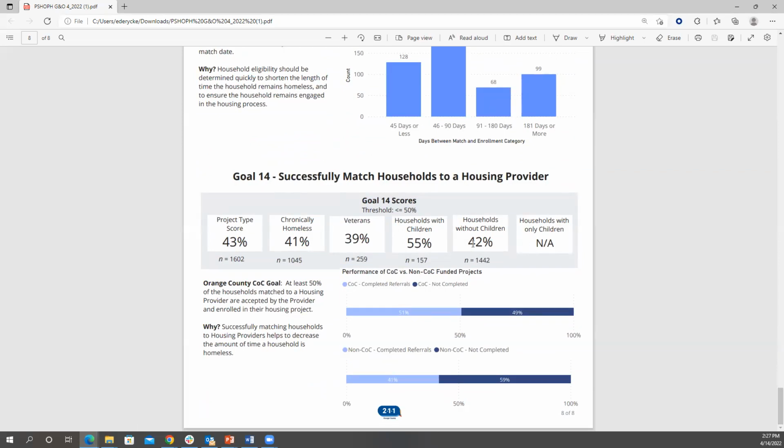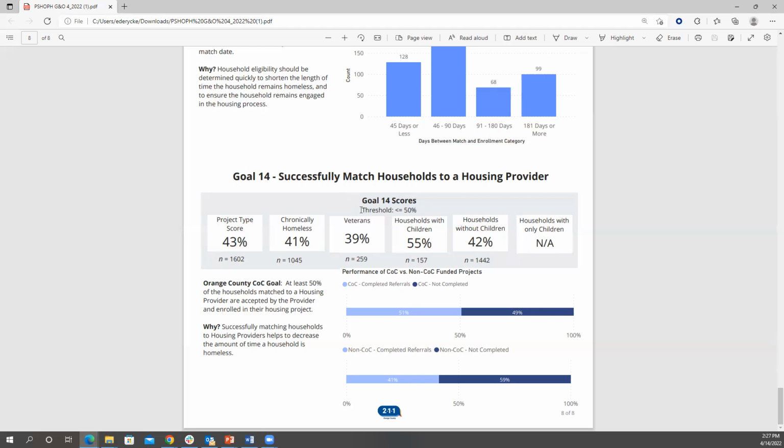The last measure is looking at successfully matching households to a housing provider. So of the referrals from the coordinated entry system to your project, how many were accepted? And the reason we look at this is just to increase the efficiency of the coordinated entry system as much as possible. We want to make sure that we are appropriately matching clients to housing opportunities that fit their need and that they're eligible for. Again, just to try and streamline the process, reduce how long someone is homeless, and just have an efficient system.